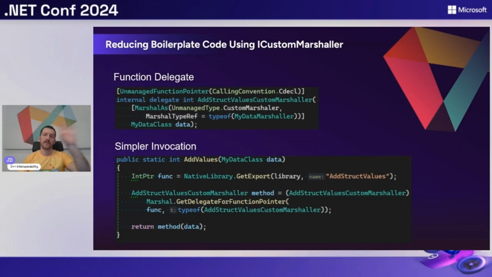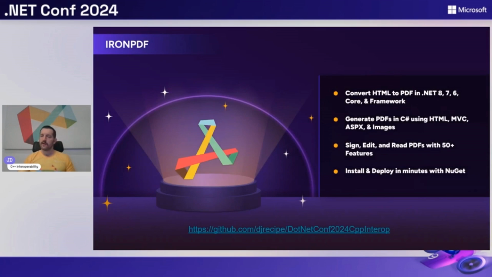And going back to what the interop delegate looks like now, we can now see that when we use the ICustomMarshaller interface, invoking the interop method looks a lot cleaner, as we just pass the class directly to the interop delegate. Okay. All right. And that's going to be all for C++ interop.